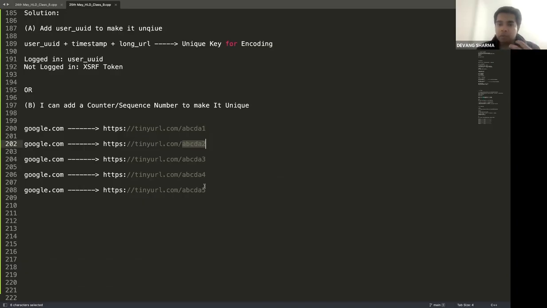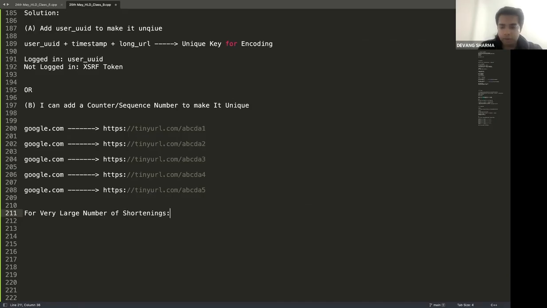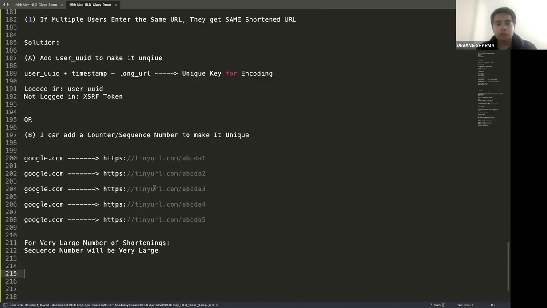When we are talking about a scale of billions of records, or let's say 20,000 reads per second and 200 writes per second, such a big scale for very large numbers. Let's say a particular website has been shortened multiple times, and when I say multiple, I'm talking about thousands and millions of times. For a very large number of shortenings, my sequence number will be very large. So that's a drawback here. This might not be a completely good approach. It's one of the approaches, but not a good approach.